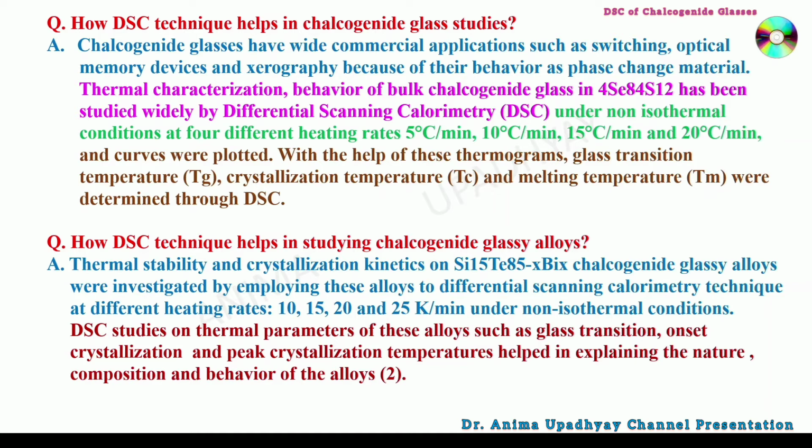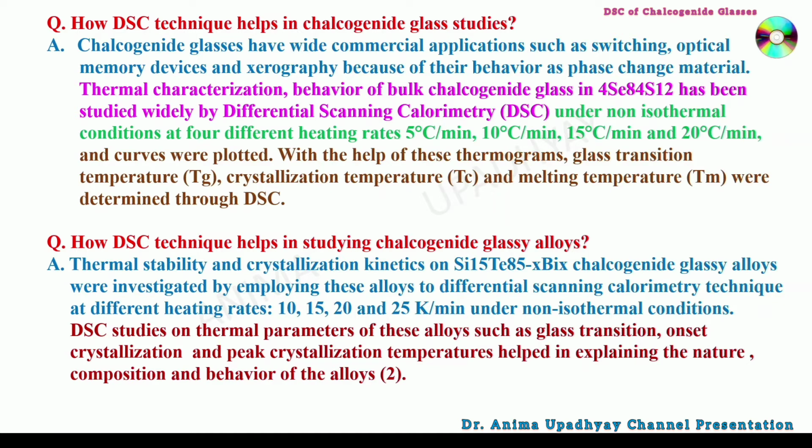Thermal characterization behavior of bulk chalcogenide glass has been studied widely by DSC technique under non-isothermal conditions at different heating rates, and the curves were plotted. With the help of these thermograms, glass transition temperature Tg, crystallization temperature Tc, and melting temperature Tm were determined through DSC technique. How does DSC technique help in studying chalcogenide glassy alloys?